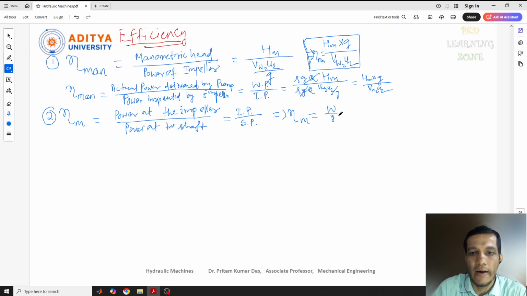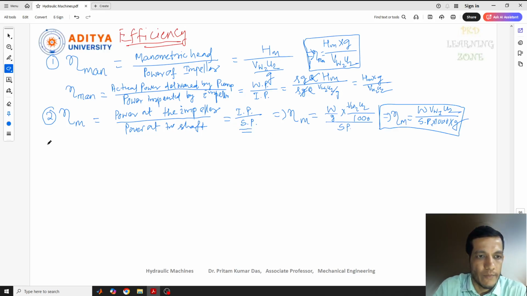I am writing in terms of work done also. Okay, so W by G, G in the sense here I'll write this is VW2 U2 by G, and this is 1000 in terms of kilowatt, and divided by this will be shaft power. Finally we can write this mechanical efficiency as VW2 U2 by G into 1000 over shaft power, into 1000 into G. This is our mechanical efficiency.